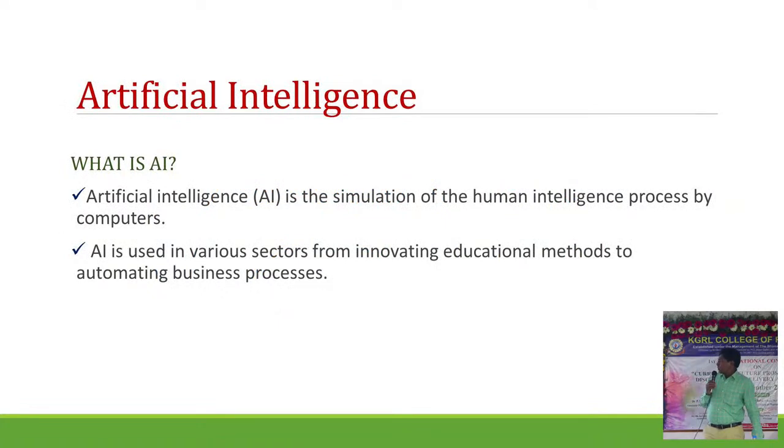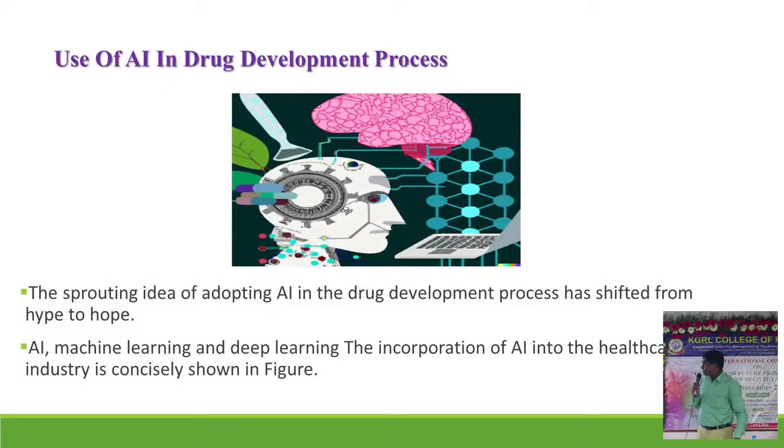So what is artificial intelligence? Everyone knows that simulation of the human intelligence processed by the computers. The computers are acting like our brain, so that is artificial intelligence. So several areas we are using, educational system and also business. Next slide please. So this is the picture which will give simple information, diagrammatic representation, where the artificial intelligence is mimicking the brain.